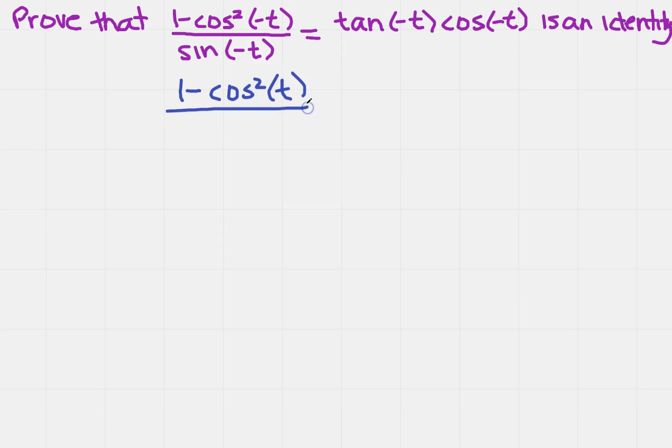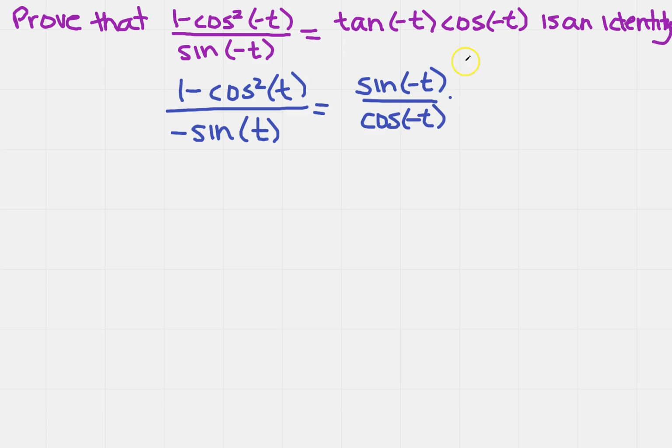Now for sine of a negative t, it's the same thing as the opposite sine of t. And over here on the right now, the tangent of the opposite of t is going to be the sine of negative t over the cosine of negative t. And I'm going to multiply that by, I've already got the cosine of minus t.